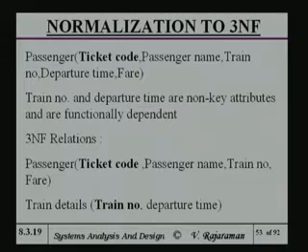So suppose the departure time of a specified train is changed, then in this relation you have to go through all the tuples with that train number and change all the places where the departure time is mentioned. Okay. So you have now actually divided it up into two parts: ticket number, passenger name, train number, and fare paid.